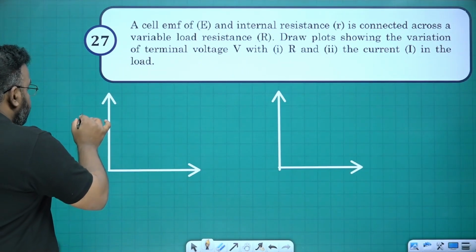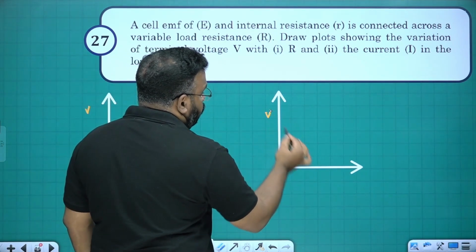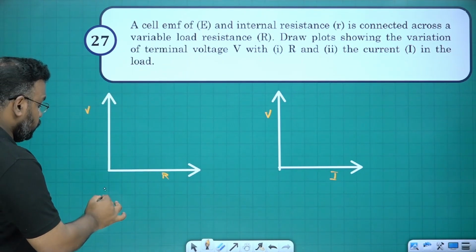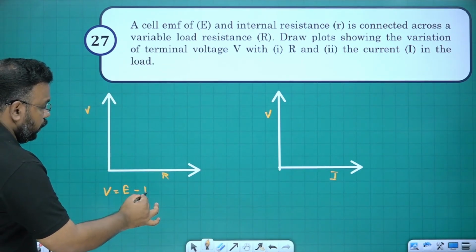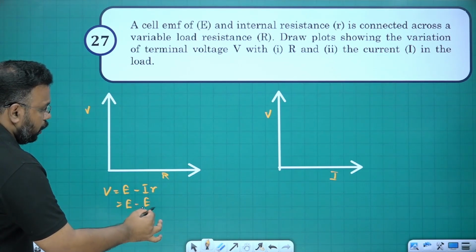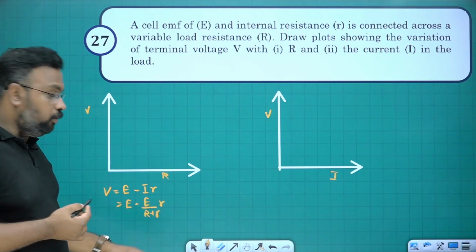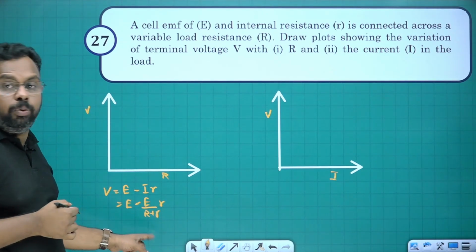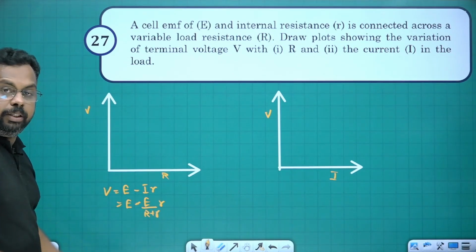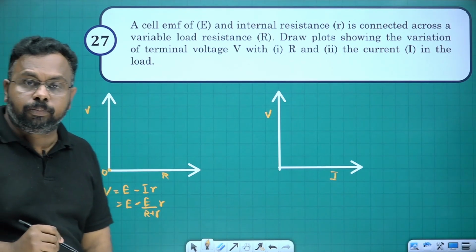Current. So here I am going to write V and this is R. Here V and here it is I. We have the formula V is equal to E minus IR. So E minus I is E by R plus R into R. Here you know that if capital R, the external resistance, is equal to 0, we get V is equal to 0. So we need to start it from the origin. The graph should be starting from the origin.